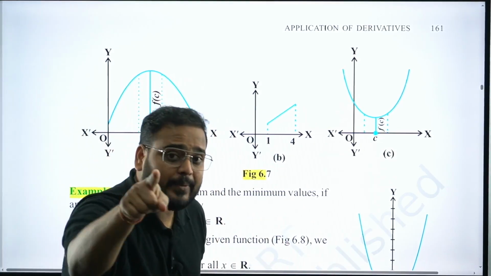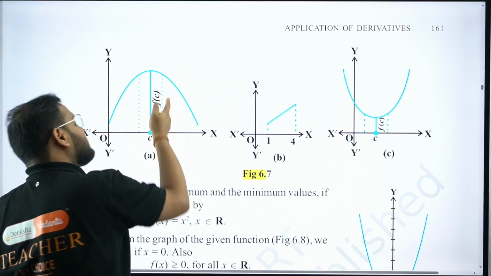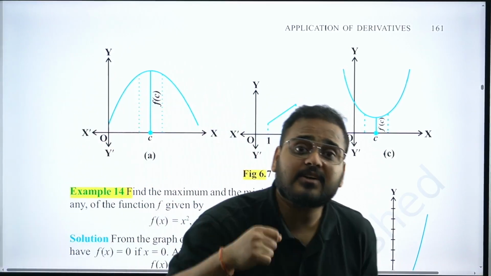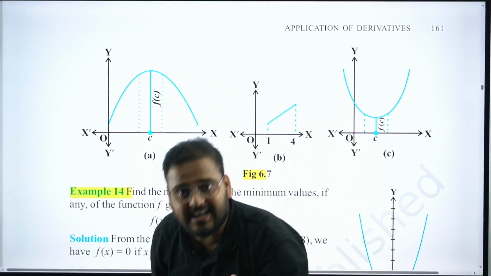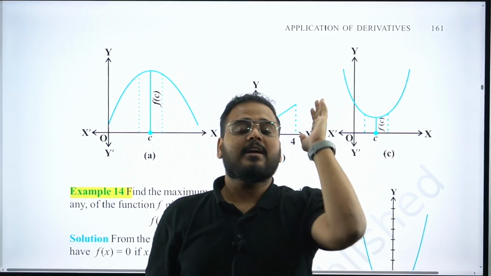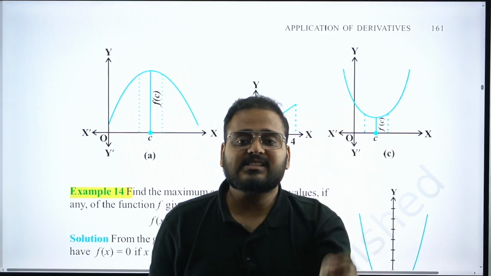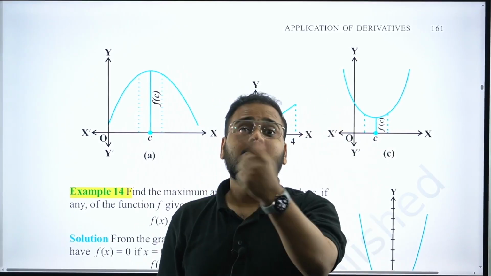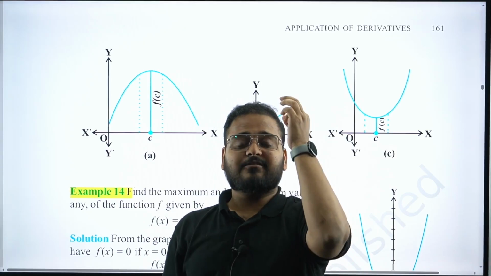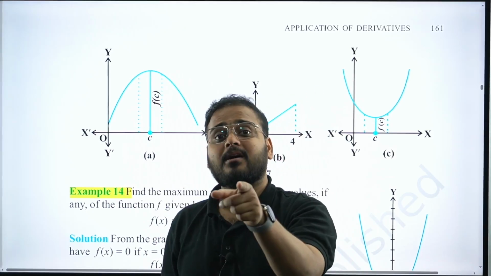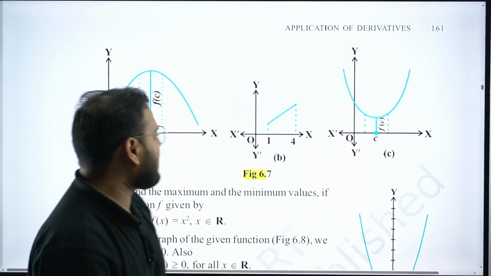Point of maxima. I'll repeat. Derivative changing from plus to minus. Which derivative? First derivative. If the first derivative is changing the sign from positive to negative, it is a point of maxima. Changing the sign from negative to positive, point of minima. These are local maxima and local minima.